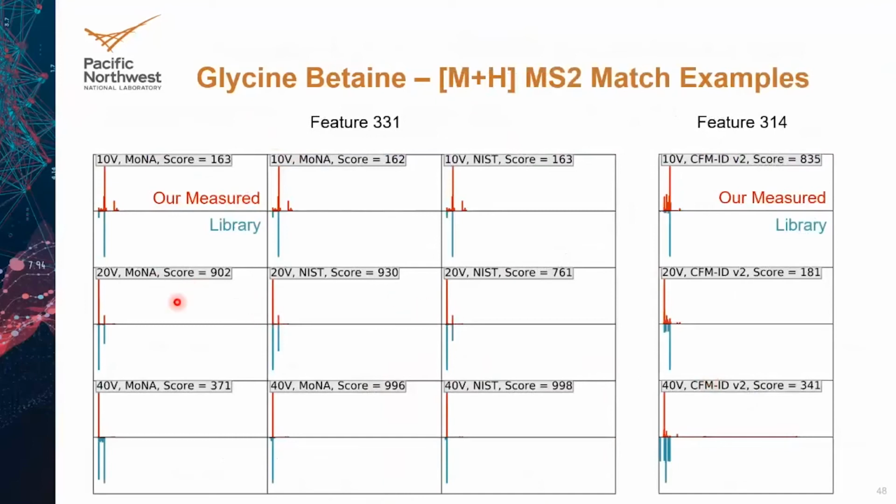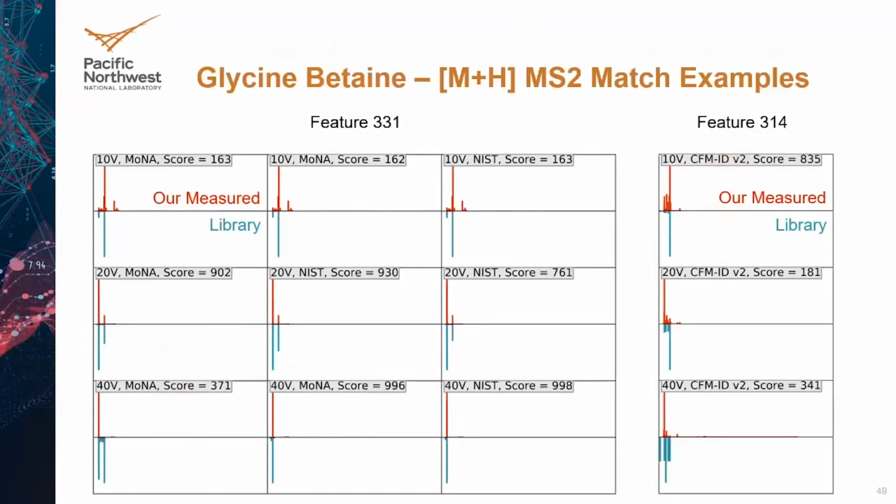You can see the dot product scores here. 20 volts seem to do well, and then 40 volts not so much for this particular reference spectra, but for the other 2 reference spectra, one from MONA, one from NIST, we see relatively high scores as well there. And then for the feature 314, actually the predicted spectra from CFMID at 10 volts matched very well, whereas 20 volts and 40 volts not so much.